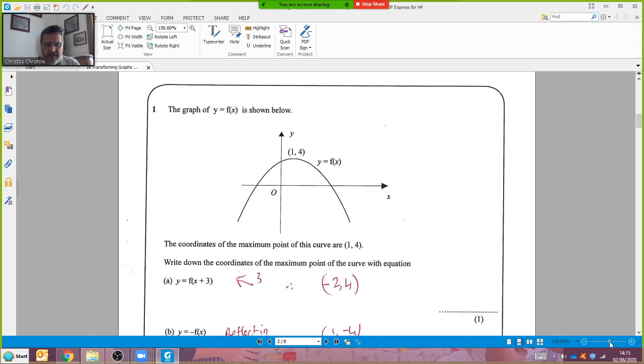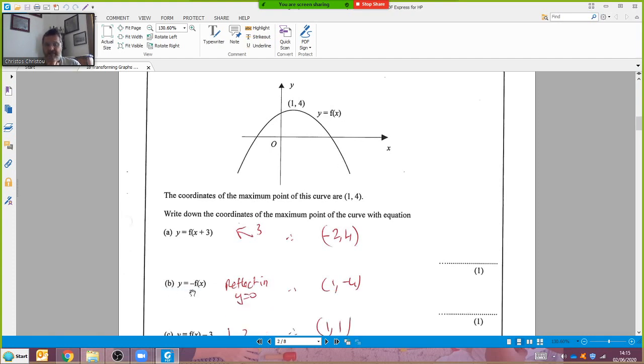Like that, big. Right, I'll do. So f of x plus 3 means turn left 3 units. In other words, translation using vector minus 3, 0. So you take the 1, 4 and go back 1, 2, 3. So it becomes minus 2, 4. Again, the 4 isn't going up or down. There's no vertical movement.